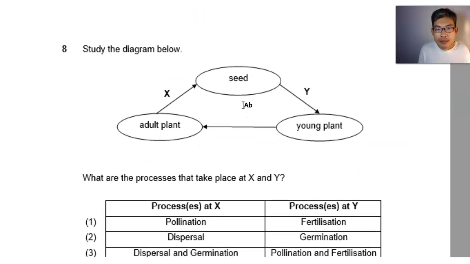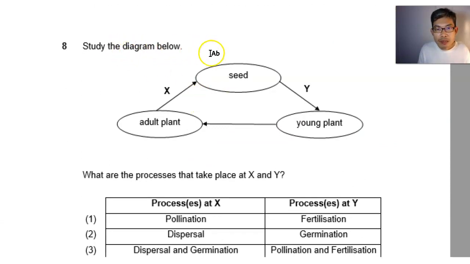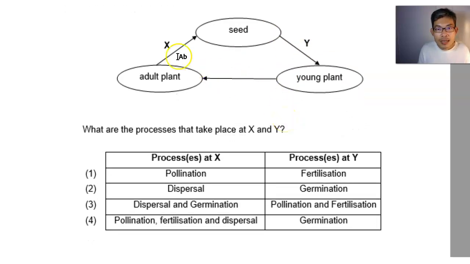Now we're coming to the end, hanging there. Study the diagram below. So you have this life cycle. Seeds germinate into young plant, grow into adult. Adult will then have flowers, assuming it's a flowering plant, that will be pollinated and fertilized, and you have your fruits and eventually disperse them. So Y here would be your germination, and X will be your pollination, fertilization, dispersal.